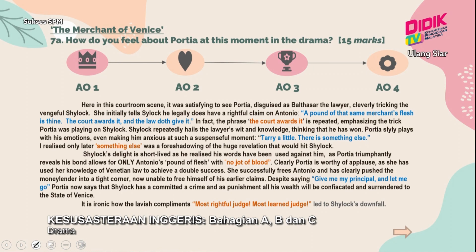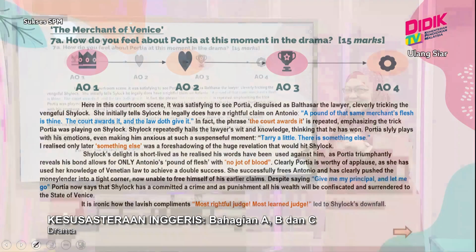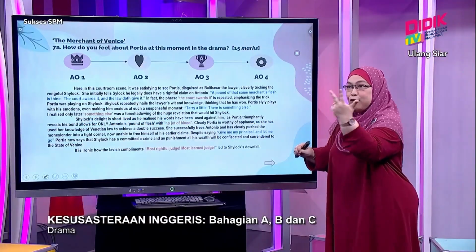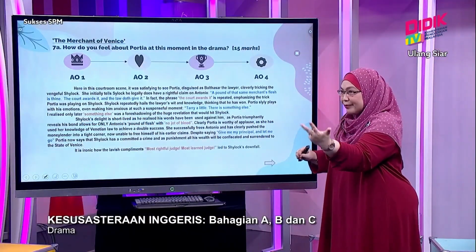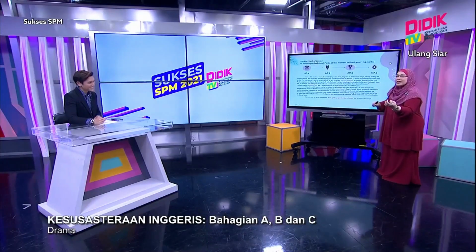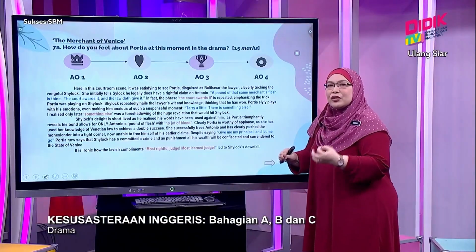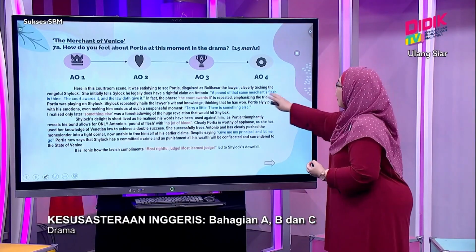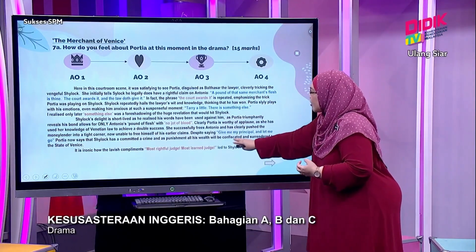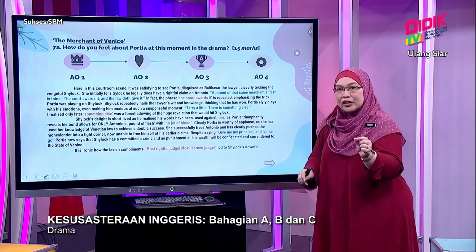1 covered, 2 covered, 4 covered. What's left? Only 3. So where is our AO3? How did Shakespeare use language effectively here? So I've got there these words and expressions in orange.